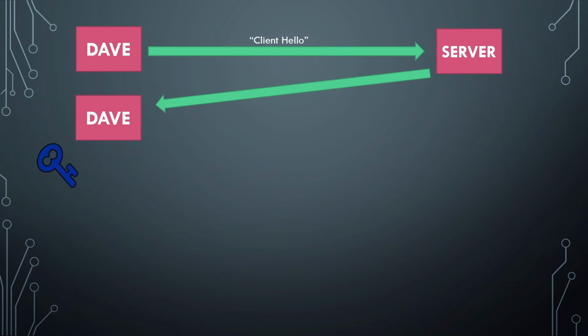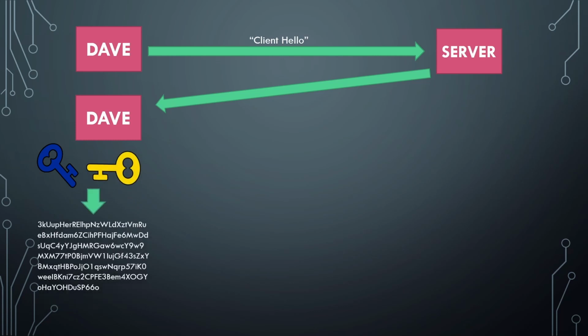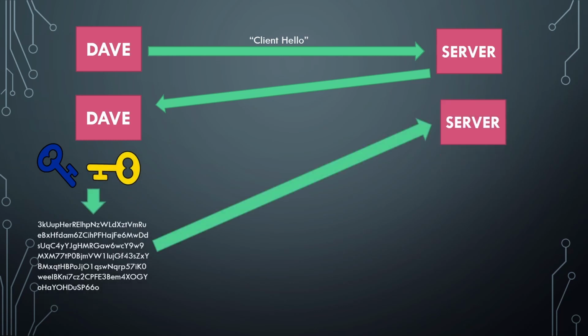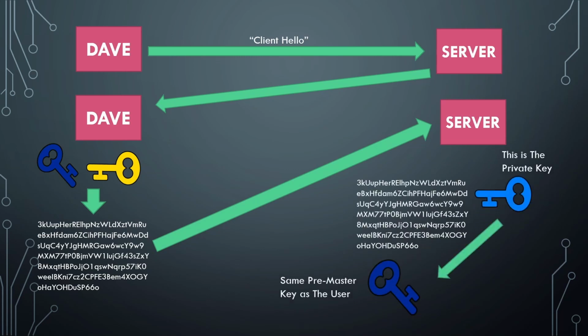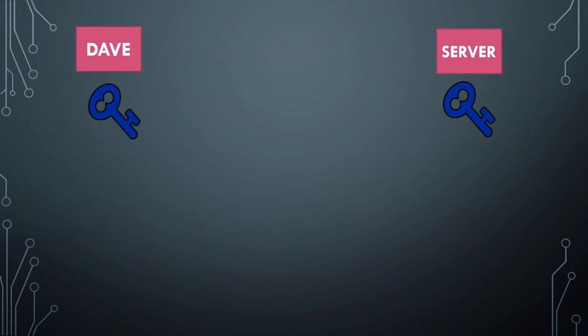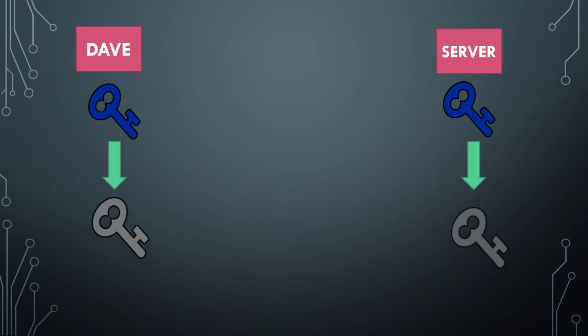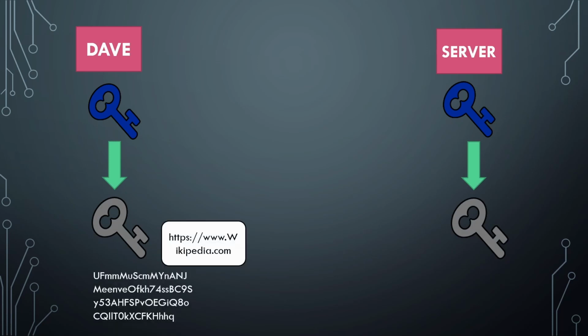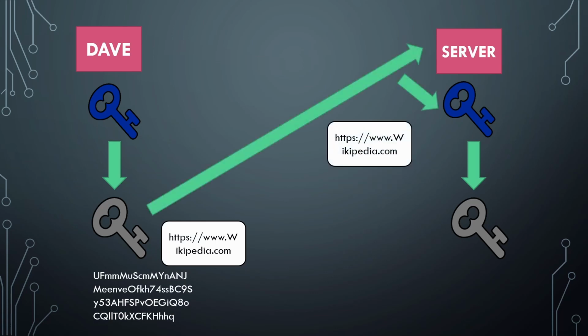Next, Dave creates a pre-master key which he encrypts using the public key and sends it to the server. The server decrypts it using the private key and obtains the same pre-master key that Dave has. They both have the same pre-master key. Using it, they will generate session keys, so Dave and the server have the same session keys. Using these session keys, Dave encrypts his message using his session key and sends it to the server, which uses the same session key to decrypt the message.